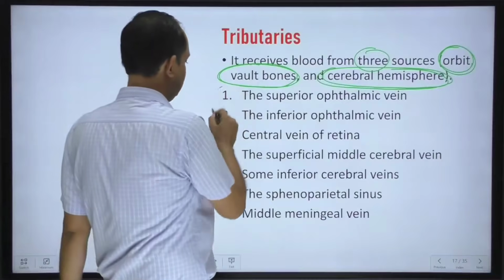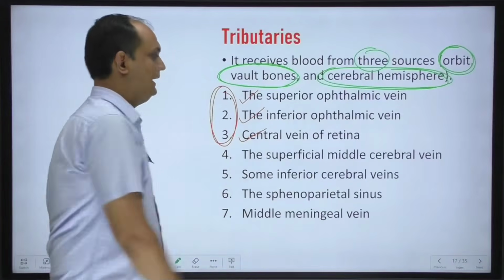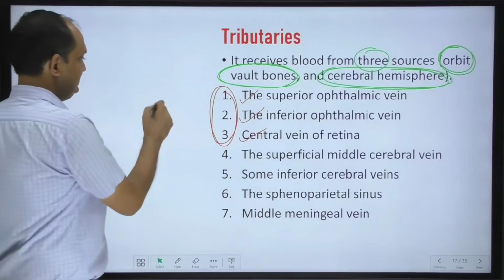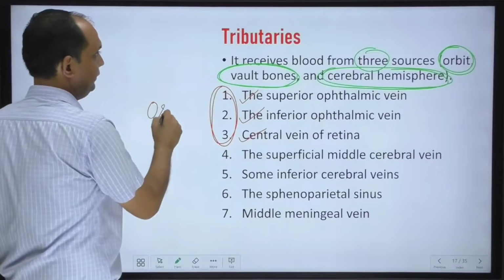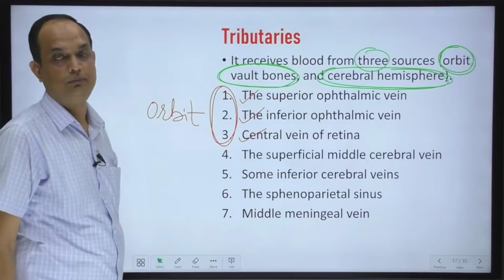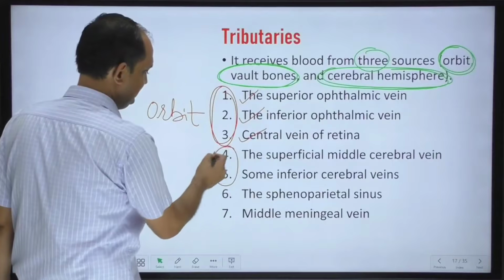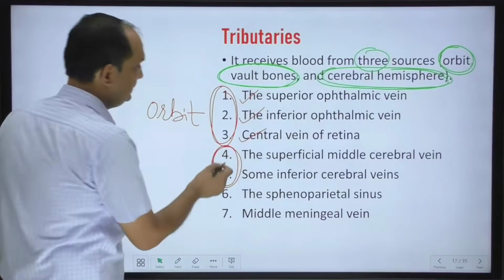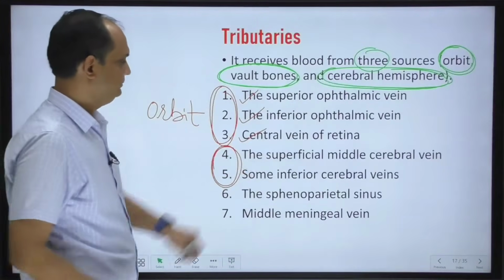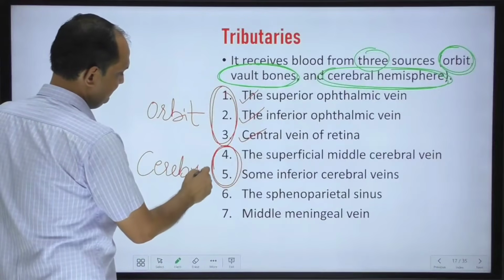So there are three sources from where the blood is coming into the cavernous sinus. First, there are three veins: the superior and inferior ophthalmic veins and the central vein of the retina. These are carrying blood from the orbit to the cavernous sinus. Then you will have the middle cerebral vein and sometimes the inferior cerebral vein. They are carrying blood from the brain, that means from the cerebrum.